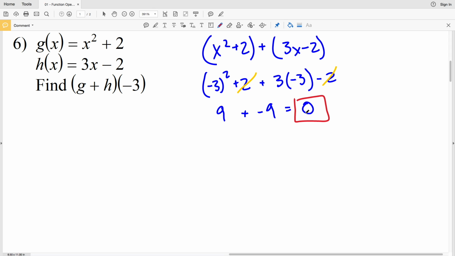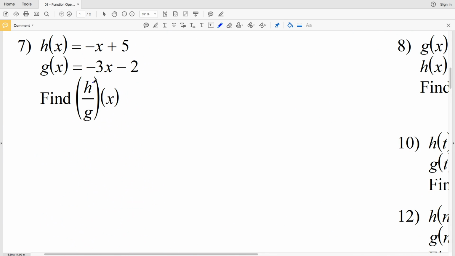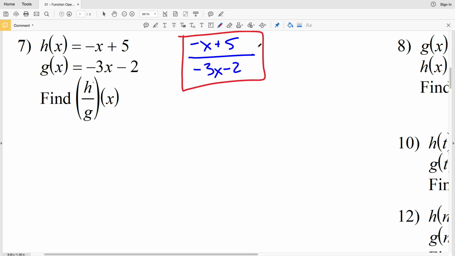Now on to number 7. For number 7, I'm finding h over g of x. H over g. So negative x plus 5 over negative 3x minus 2, and I'm plugging in x for x. But since my variable is already x, that's not going to change. So negative x plus 5 over negative 3x minus 2 is my solution in number 7. Now on to number 8.